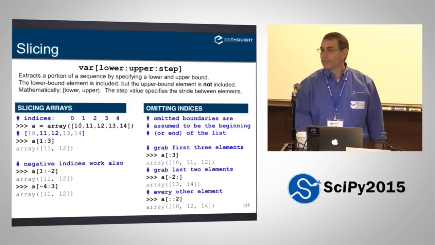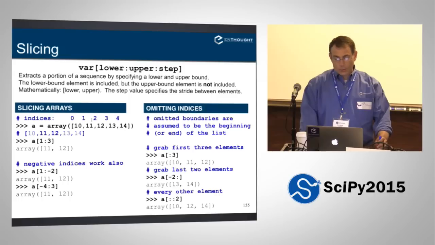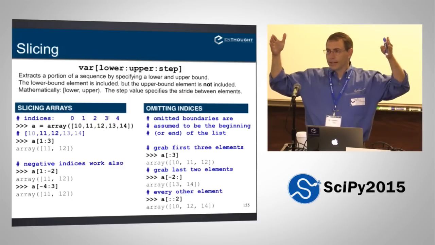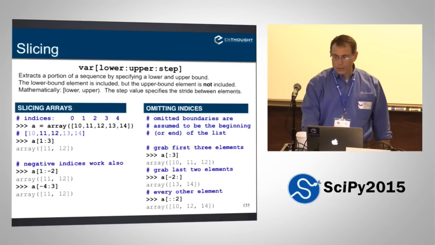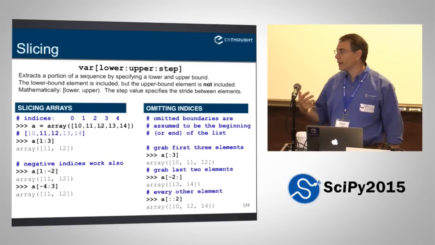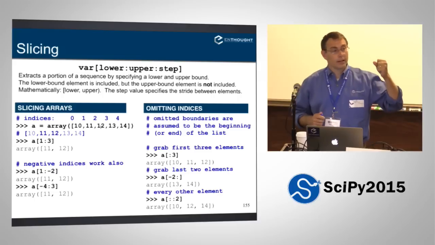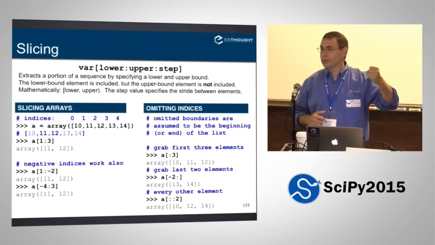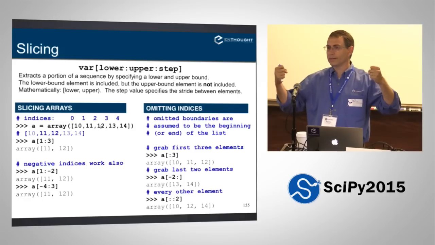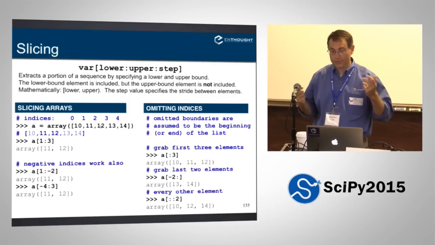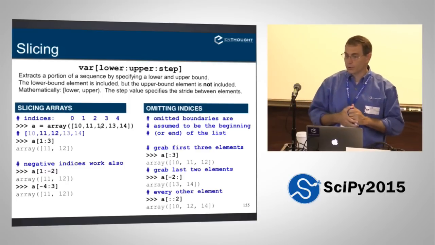What's that? Is it not inclusive of 3? So that's why it's nice to have the picture drawn this way. If you think about these as in between the elements, then it's going to give you everything between 1 and 3. That's one way of thinking about it, and that's the way that I've learned to think about things in my head. The other way of thinking about this is that it's inclusive on the lower end and exclusive on the upper end. Whichever one fits your brain better is fine. It's just that those are the rules.